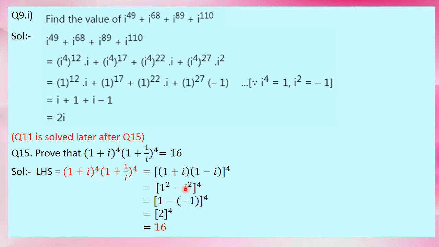That is 1 square minus i square. 1 square is 1, minus i square is minus of minus 1, the whole raised to 4. And 1 minus of minus 1 is 1 plus 1, 2. 2 raised to 4 is nothing but 16. That is RHS. So we got LHS equal to RHS.